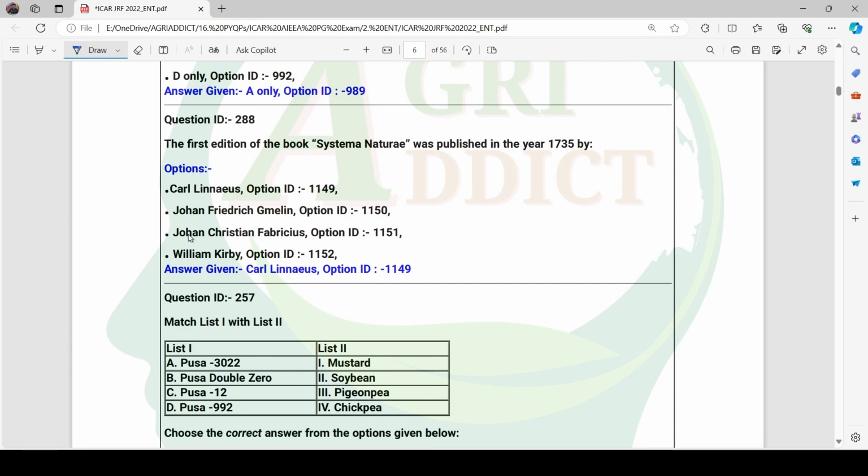The first edition of the book Systema Naturae was published in the year 1735 by, a very simple question, Carl Linnaeus. So the first edition was published in 1735 and the important question is the 10th edition. It was published in 1758. Very important general agriculture question.